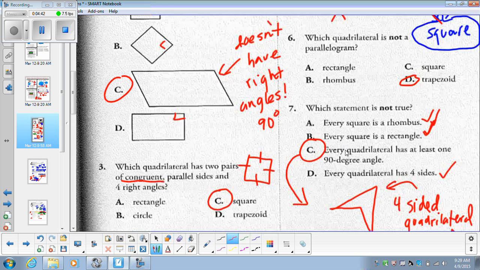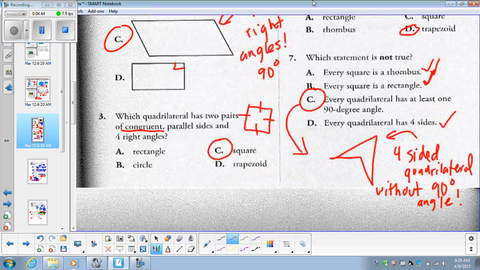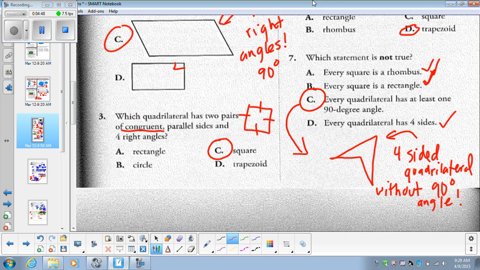Now, does every quadrilateral have to have a 90-degree angle? No. Look at the picture I've got. There's 4 sides. It's a quadrilateral, but there's no right angle. So that does not have to be true every time. But for D, yes, to be a quadrilateral, you have to have 4 sides.